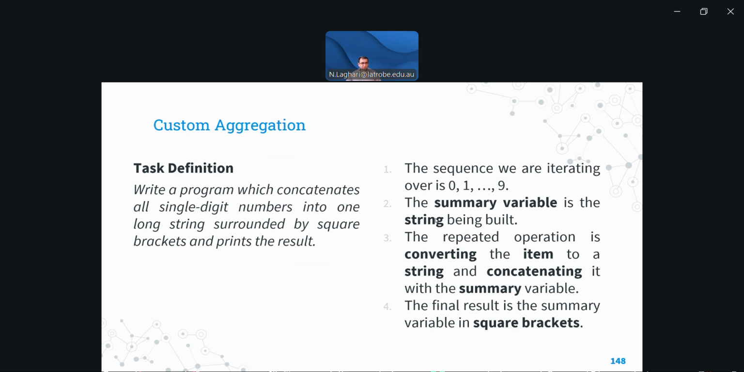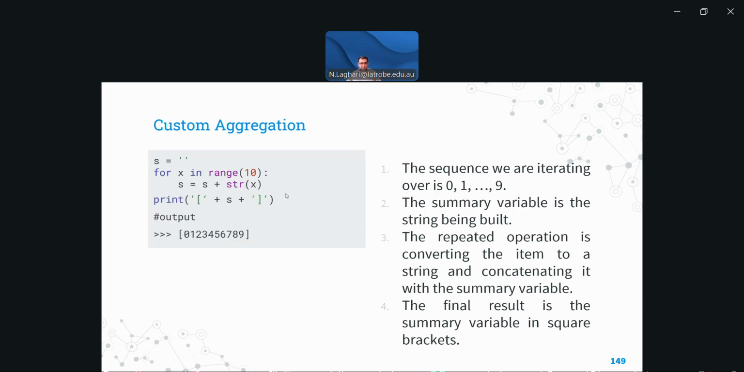Okay. So write a program which concatenates all single digit numbers into one long string surrounded by square brackets and prints the result. You can write this program like so. You first keep aggregating all the numbers in the string, you need to typecast X in the range 0 to 9. And once that S has been generated, then you concatenate it with the opening and closing square brackets, and you print that.